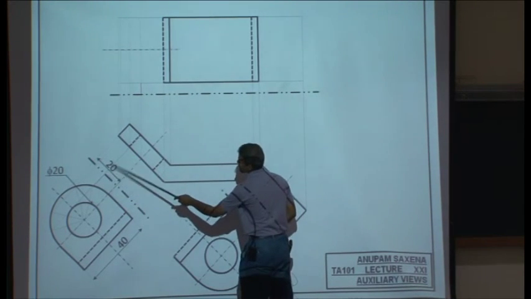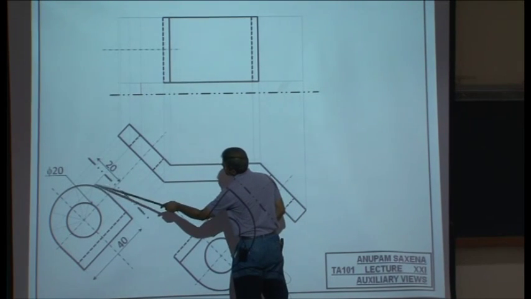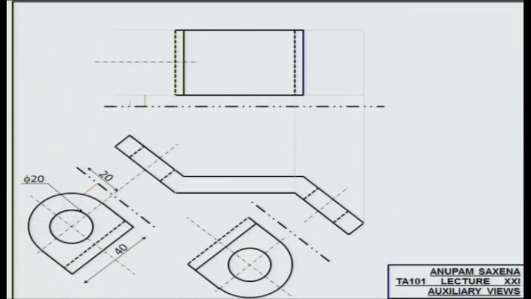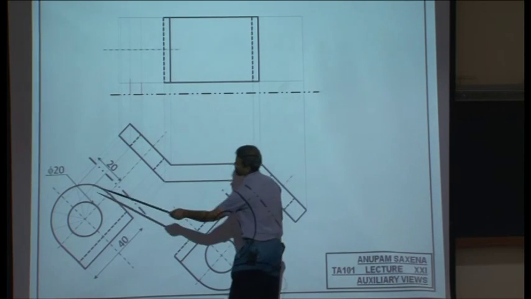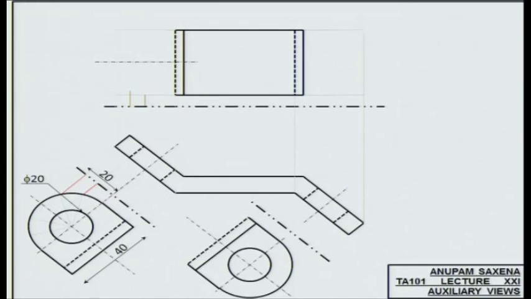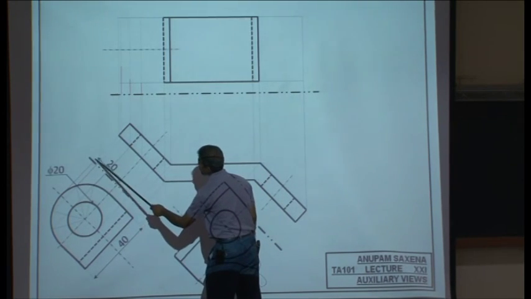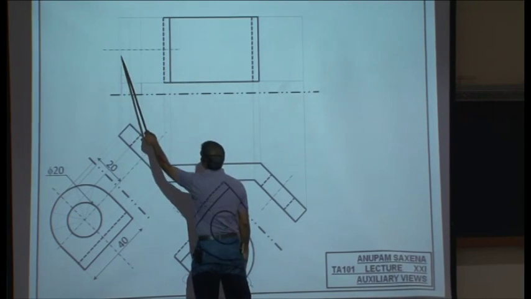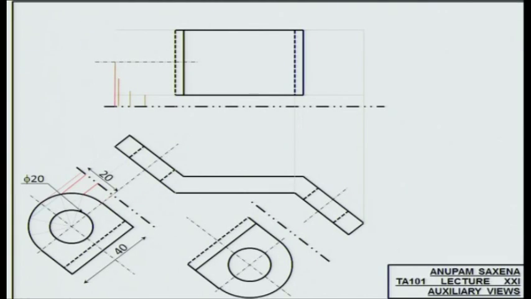Get this distance. Now, this point lies on this vertical projection, this one. Measure that. Get that distance. This one lies over here. Measure that. Get this distance from here to here. This guy lies over here. Measure that. Straightforward.